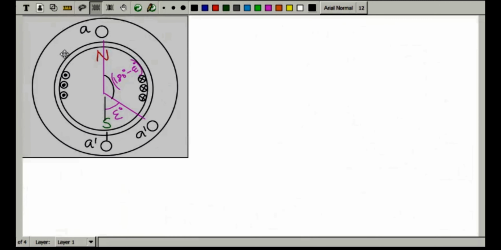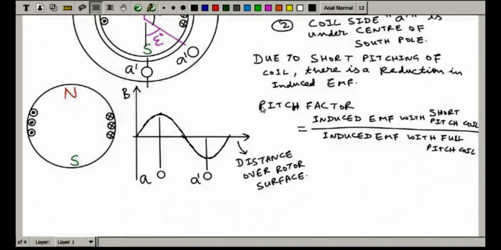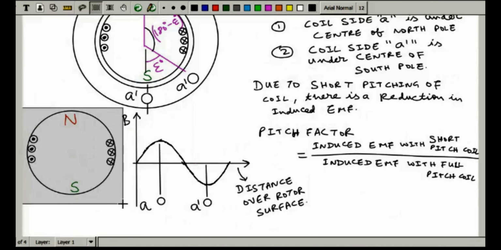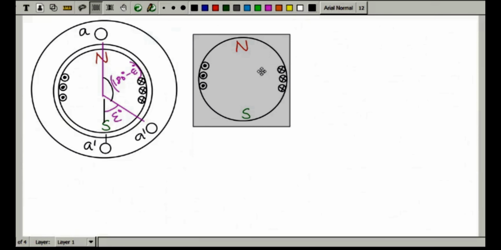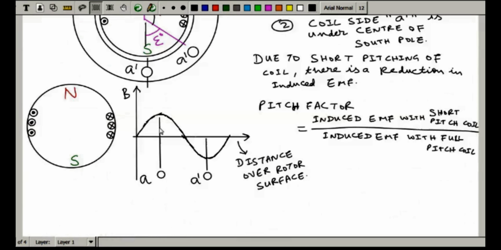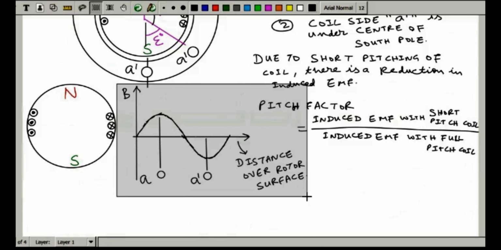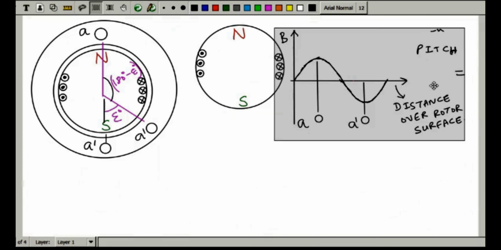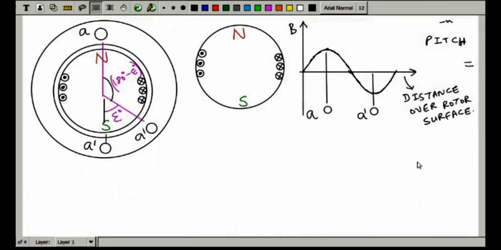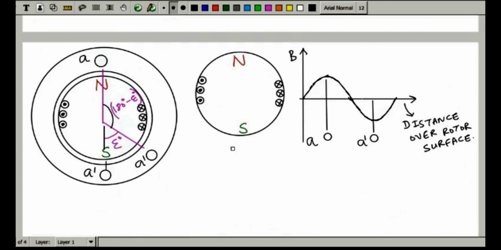So this is my representation over here, and I will be showing this thing twice. One with full pitch coil, another with short pitch coil. So this is with full pitch coil. The coil position, you can see it over here, A and A dash, they are under the center of say north pole and south pole, you can see it.